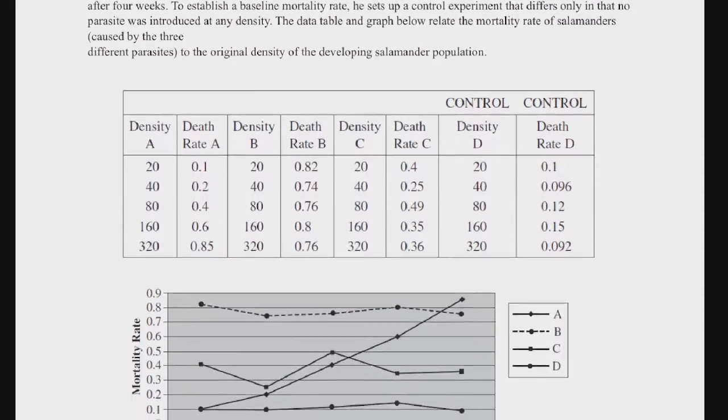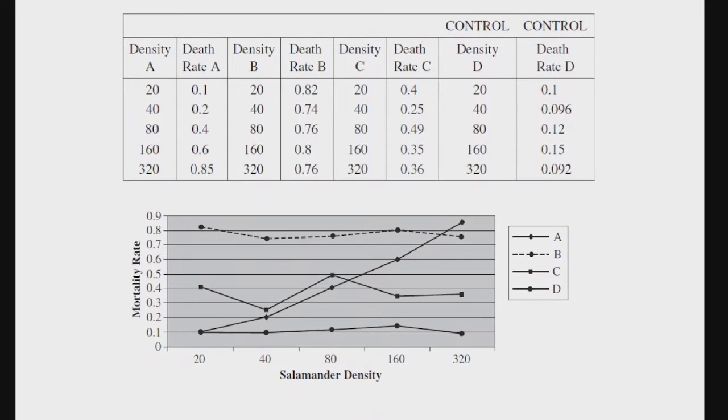So we can see down here the data that they got from their studies, including the density and death rates of the populations A through D, which include D as the control. And that is shown in this graph here. So we're going to take the given data presented and use that to answer some following questions.